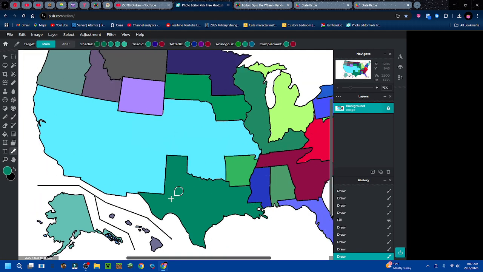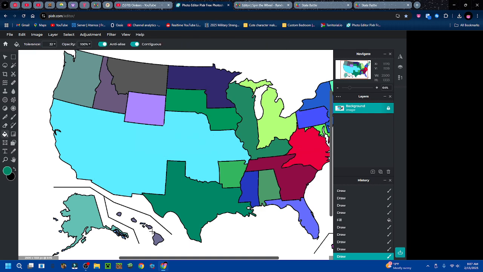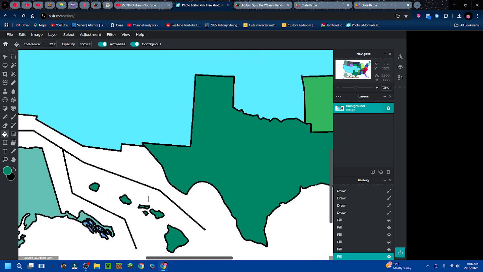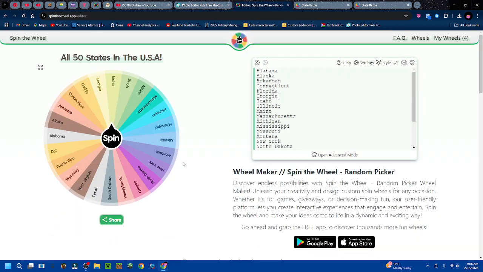Don't really have to erase any borders either, because we kind of just go like bam, bam, pow. Oh, what the? Pow, bada bing, bada pow. And they own it. Alright.